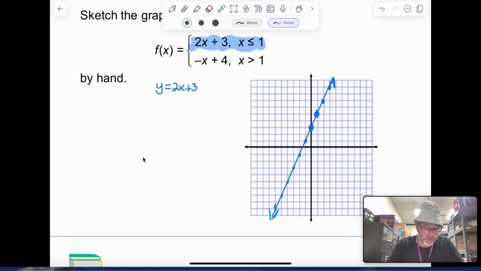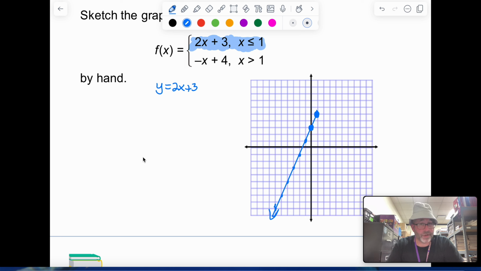Okay, so I'm going to erase part of it. We're going to get rid of all of this that's to the right of it. It's gone. Now, it says it's going to be equal to, so I can actually have a closed circle right here, and we're done with that graph.